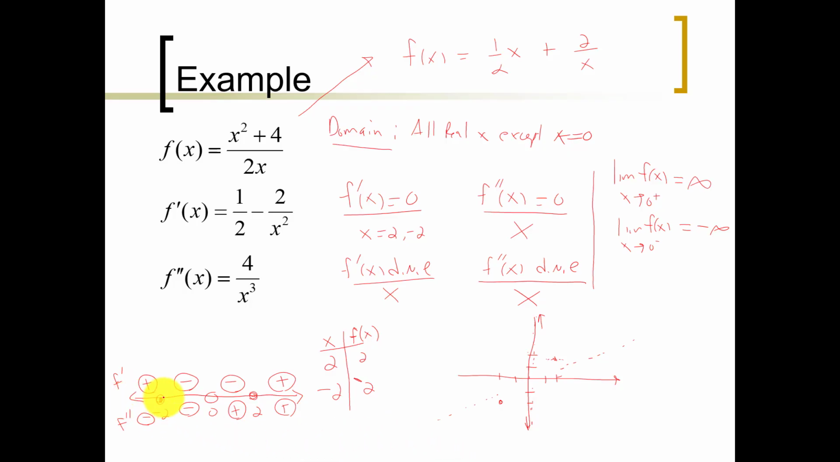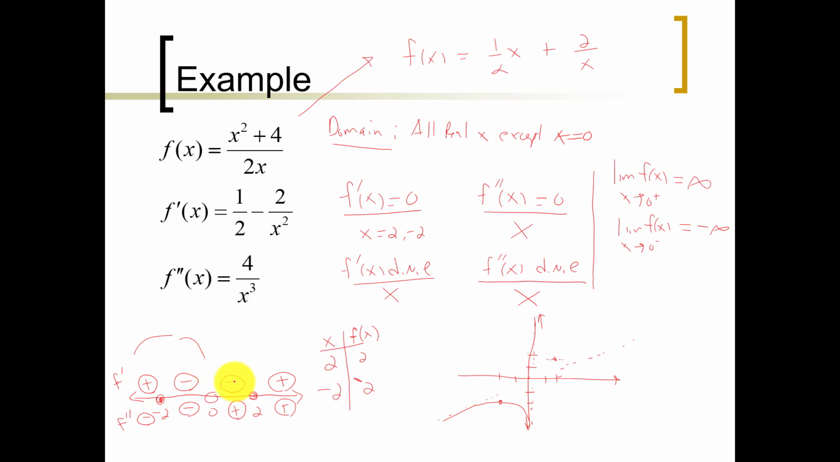From negative infinity to negative 2, the function is increasing and concave down, so the graph must look kind of like that. I must have this slant asymptote. The graph must get close to it and always stay below it, and I must have a horizontal tangent line. From negative 2 to 0, the function is decreasing and concave down. So now the graph looks like this. Just remember, I still have a horizontal tangent line at this point and a vertical asymptote here. So the graph must look kind of like that.